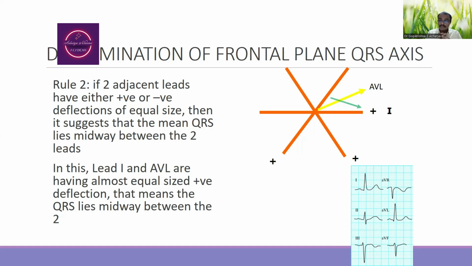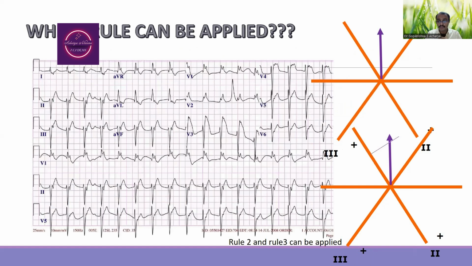The positioning of lead 1 is 0, and the positioning of lead AVL is minus 30. That means the electrical axis will be passing midway between 0 and minus 30. That is, the electrical axis of this particular example will be minus 15. Look into this particular example.